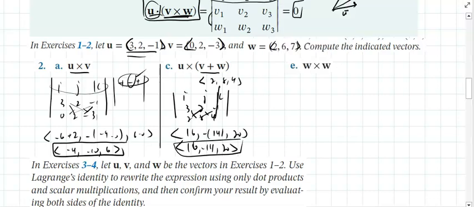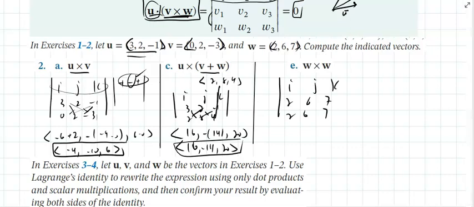If I'd like to take w crossed with w, again with i, j, k, w is 2, 6, 7, 2, 6, 7. So if I cross i's row and column, I'm talking about 42 minus 42. If I take j's, 14 minus 14, and k, and you'll figure that out quickly, any vector crossed with itself is 0.